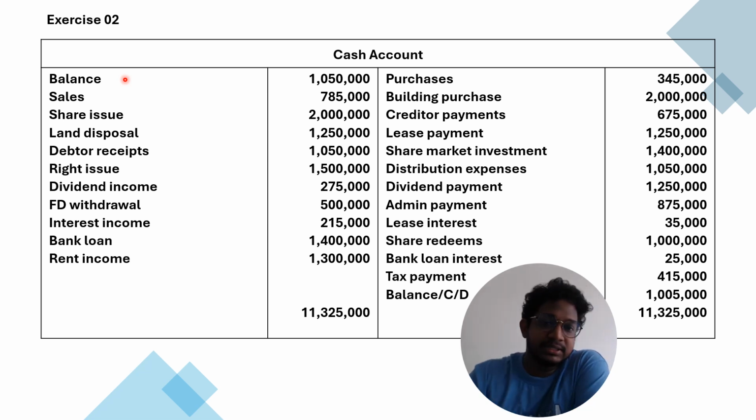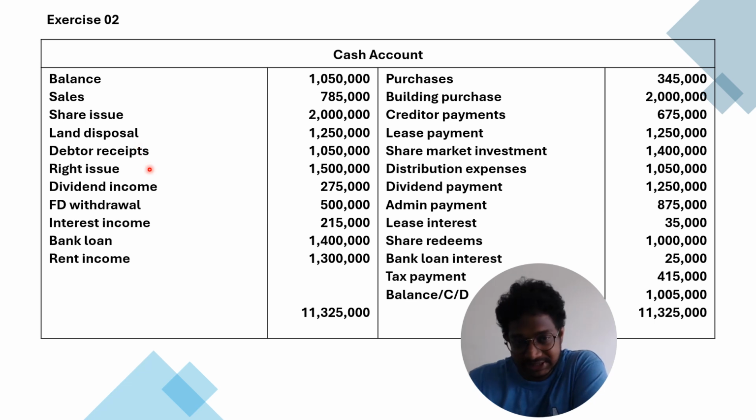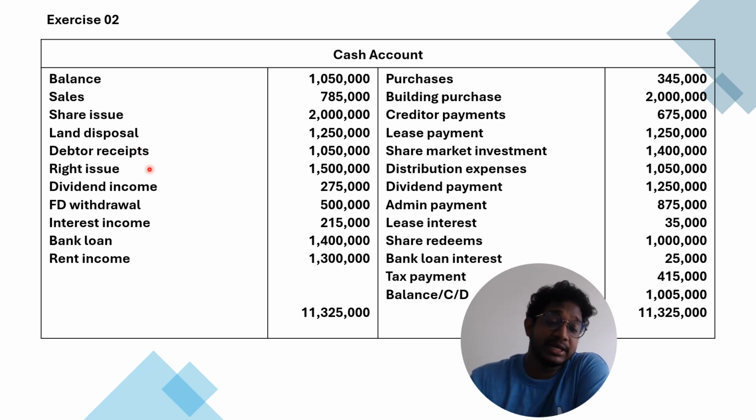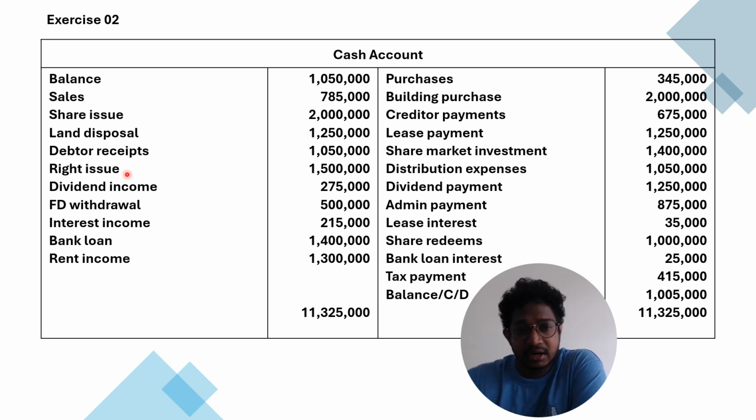So this is the opening balance. At the end, before closing cash and cash equivalents: cash sales, operating activities cash inflow; share issue, financing activities cash inflow; land disposal, investing activities cash inflow; debtor receipts, operating activities cash inflow; right issue. So what is this right issue? Right issue means you are issuing shares to your existing shareholders and raising funds.